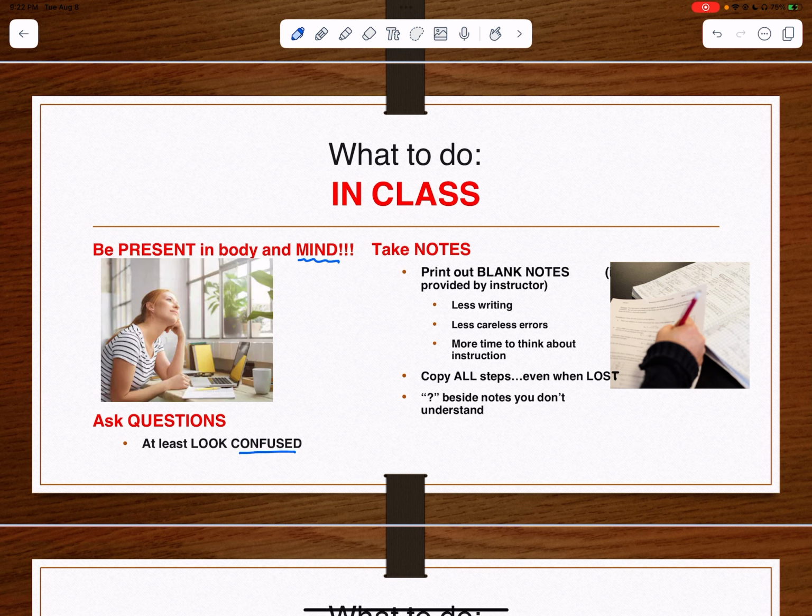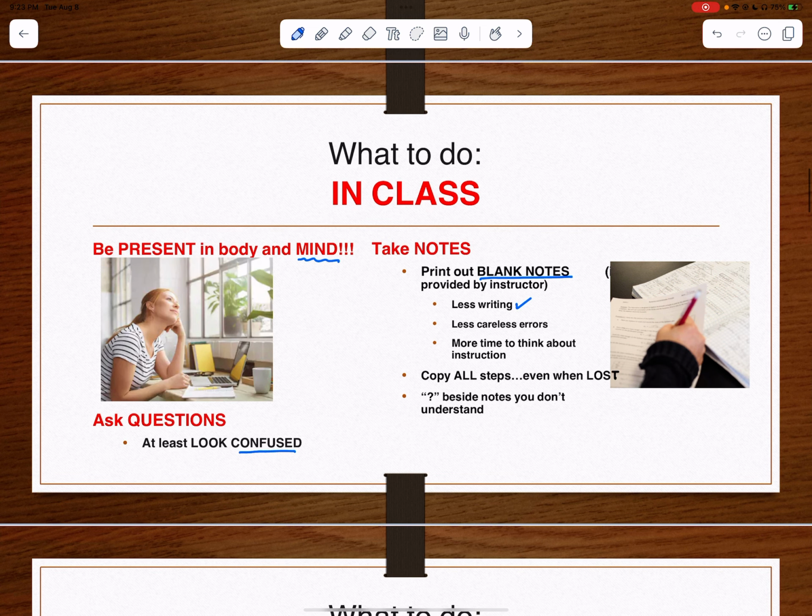It is very important that you take notes. I have blank notes on D2L that you need to print out before coming to class each day. Just look at your calendar and print out those notes. You may want to just go ahead and print out a chapter or two at a time so you always have them with you. The blank notes are really important because I've got all the problems that we're going to be working. So you will have less writing, so you'll make fewer careless errors, and you have more time to just think about what I'm saying.